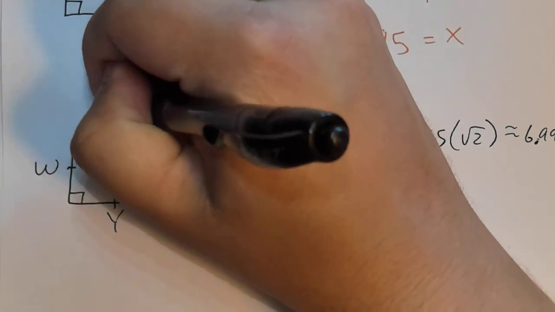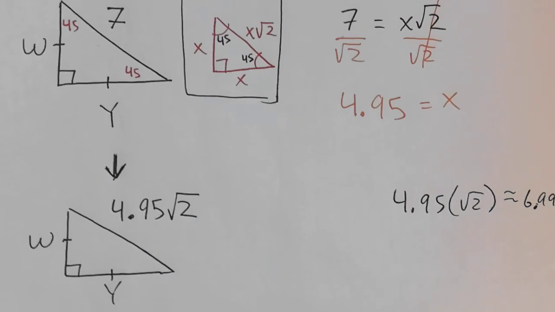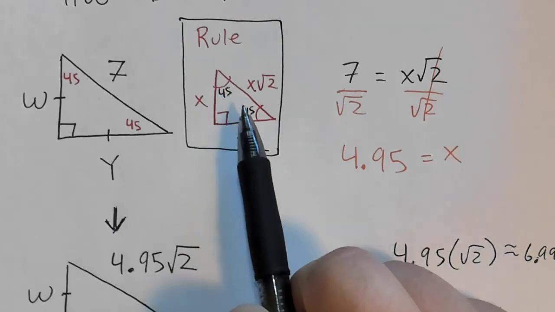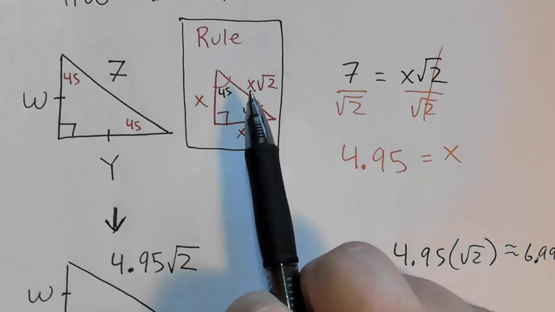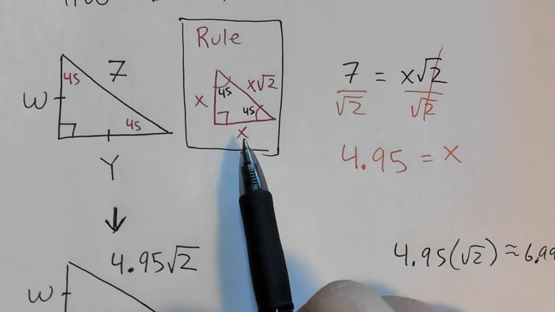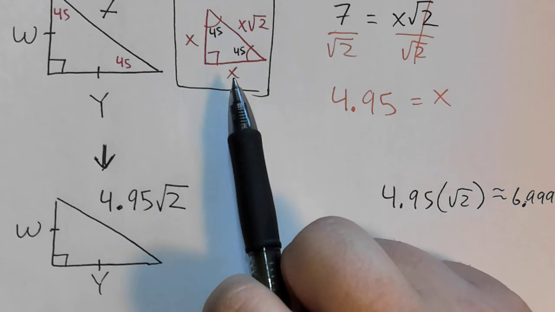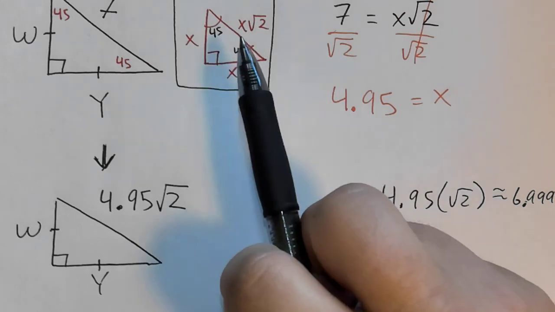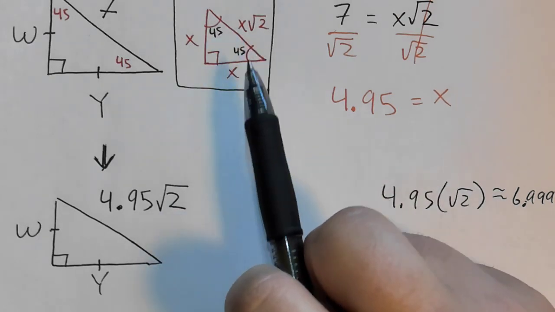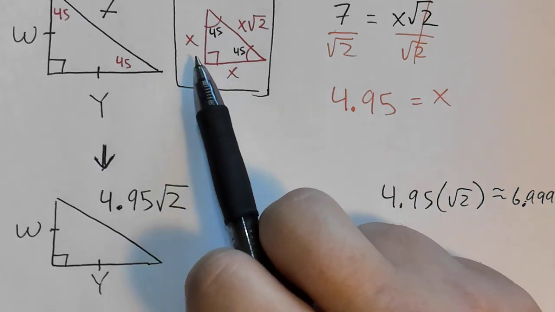Okay. Here's our arrow here. So now we've got this thing. How do we find w and y now? Let's go back to our rule triangle. If this is your rule, this is 45 and 45, that's an x and that's an x. If this is x root 2, this is just x. So let's apply that to this triangle. This is x root 2, and that's just x. Well, this is 4.95 root 2, so this is just 4.95. This is the same. It's just 4.95.